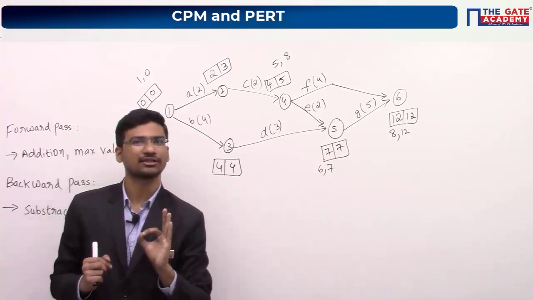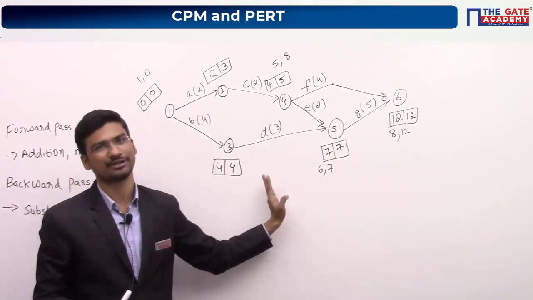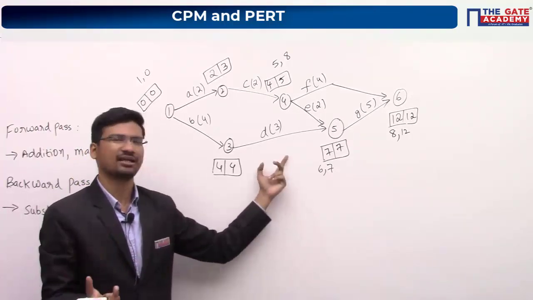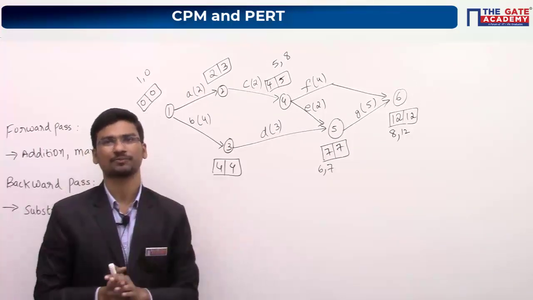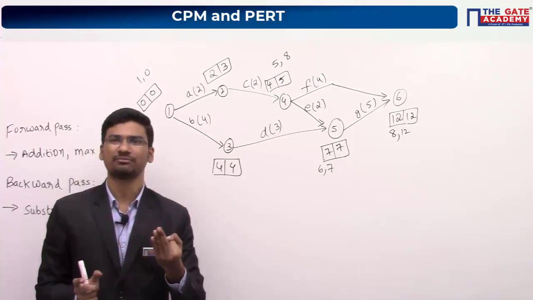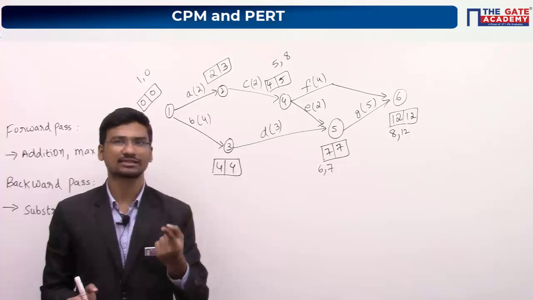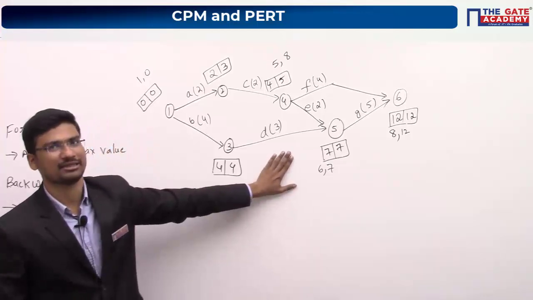But if in the question they are asking you to find the float values, then you cannot use the first method. You have to definitely use this particular second method only. So it is your convenience. If you are feeling this method is simple, you can use this one, or else you can use the first method also. Whenever they are asking to find the critical path and its duration, you can use any of these two methods. But if they are asking you to find the float values, then definitely you have to use this particular method.